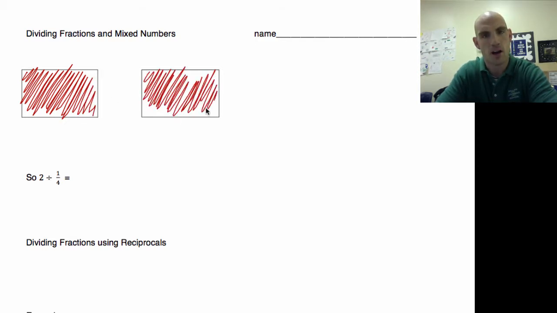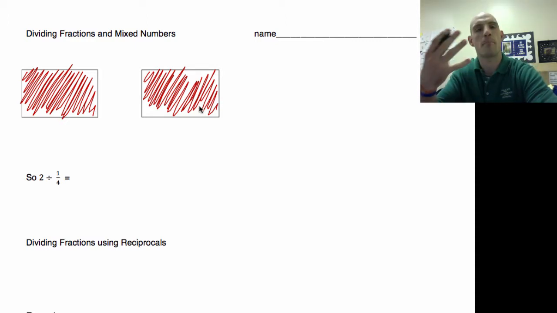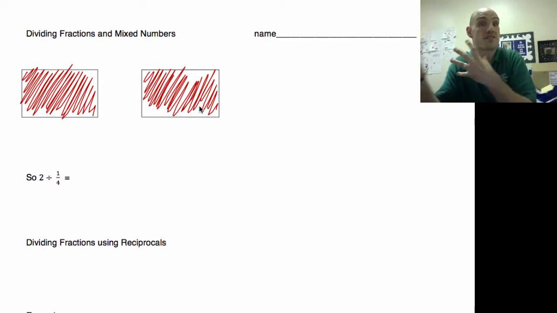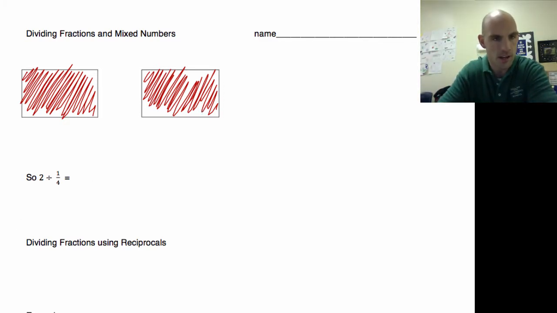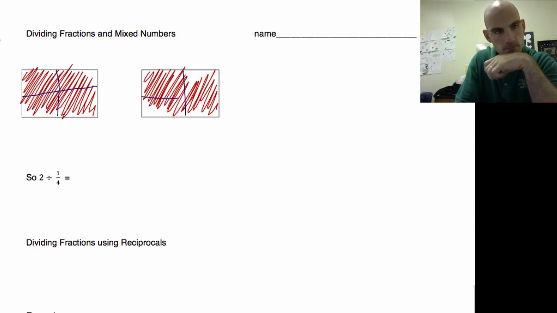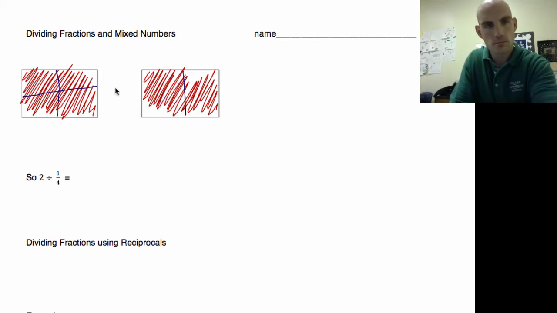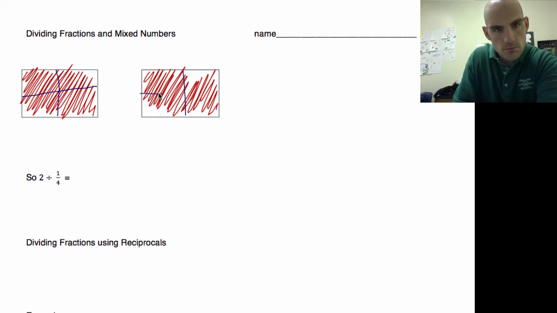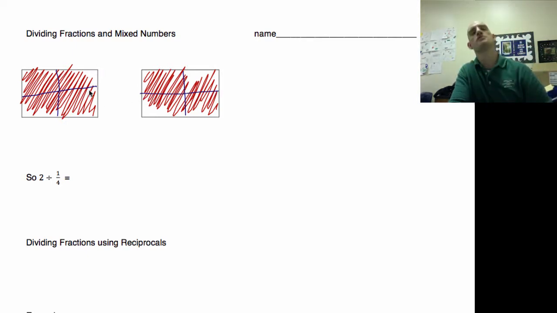And if I'm going to try to divide them by 1/4, let's look at what that means. Okay? 2 divided by 1/4 means 2 divided into fourths, divided into sections of 1/4. And so what I'm going to do is take my pen here and divide this 2 wholes into fourths. Terribly crooked. Okay, so I've divided these 2 whole rectangles into fourths.